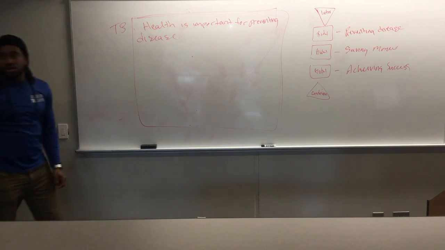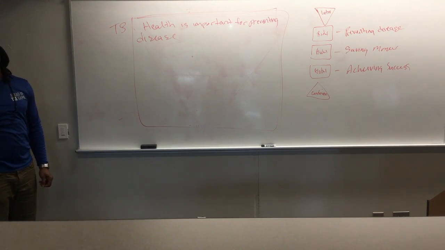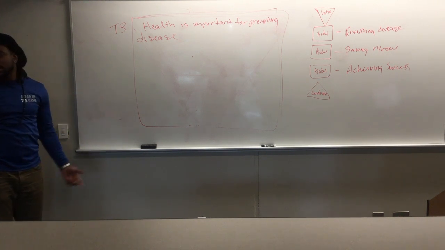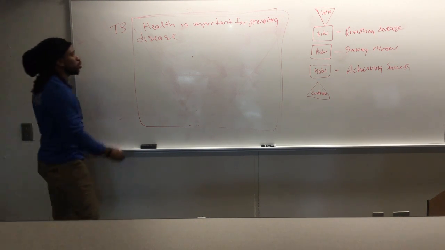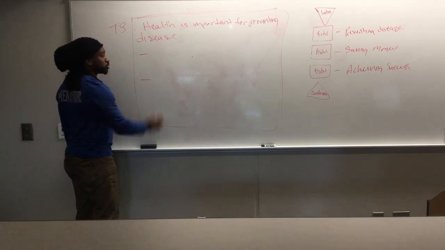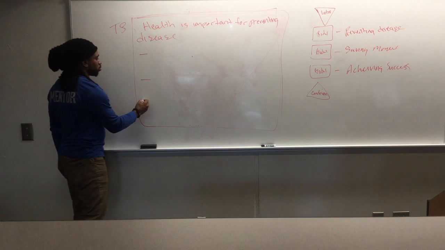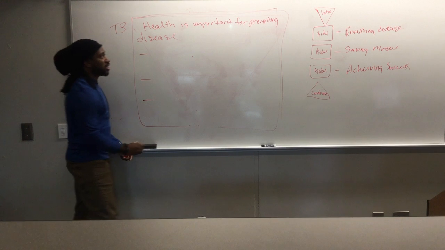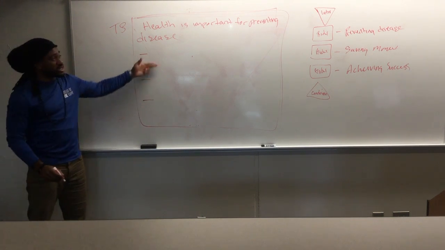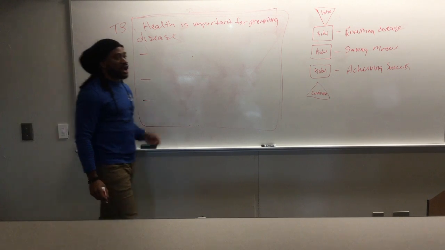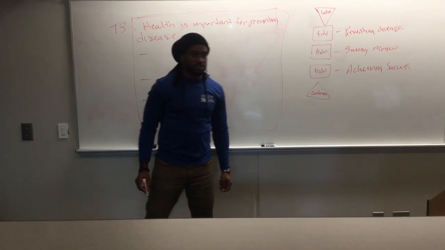Then after that, we need evidence. You can't just throw out a claim and say this is what it is and that's it. Why is it important? Point one. Why else is it important? Point two. Why else is it important? Point three. And then we finish off basically saying, as you can see, based on these three things, health is important for preventing disease. Why? How is health important for preventing disease?